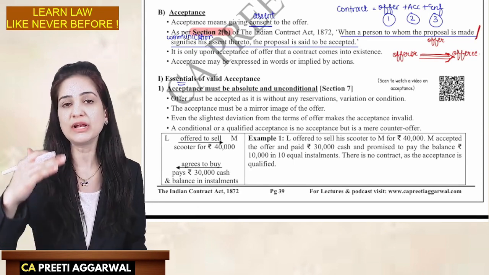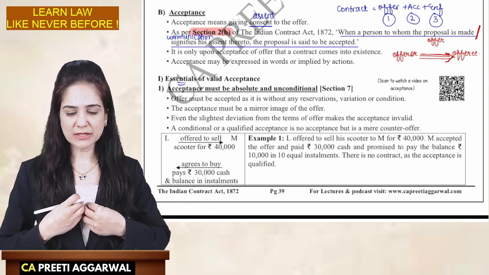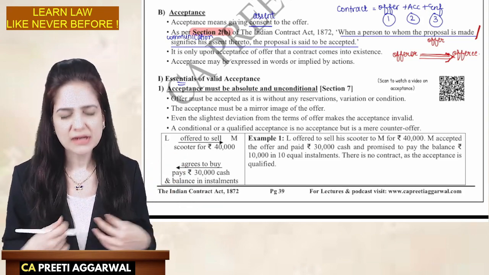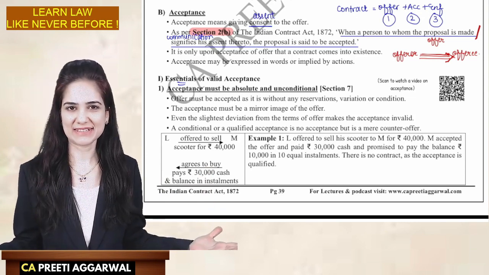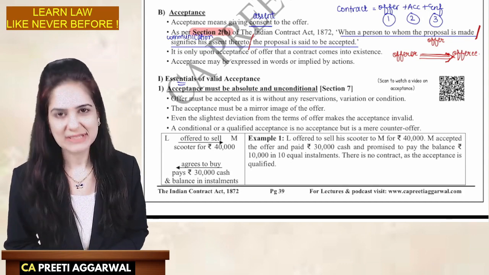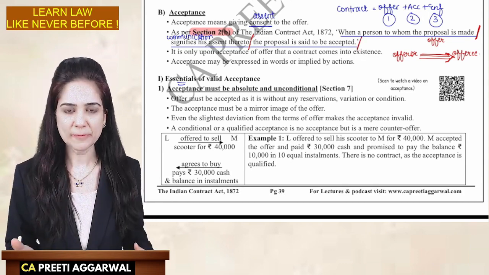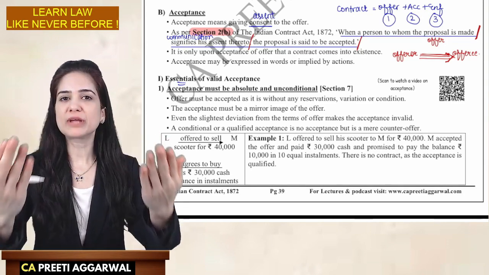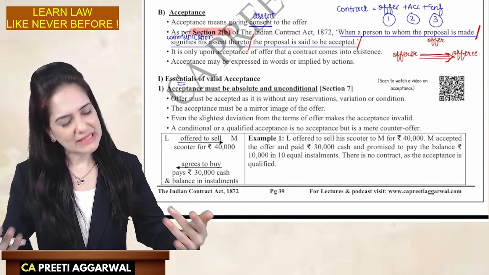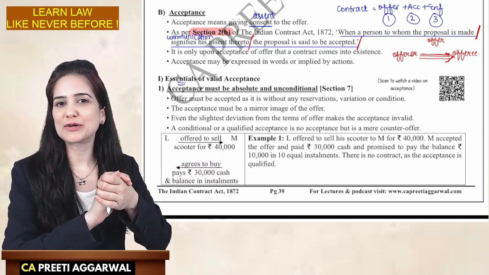Okay, so this is how you will learn. Break the definition and learn. When the person to whom the proposal is made signifies his assent, then the proposal is said to be accepted. So there are three parts in which we have divided this definition. When a person to whom the proposal is made signifies his assent thereto, the proposal is said to be accepted.